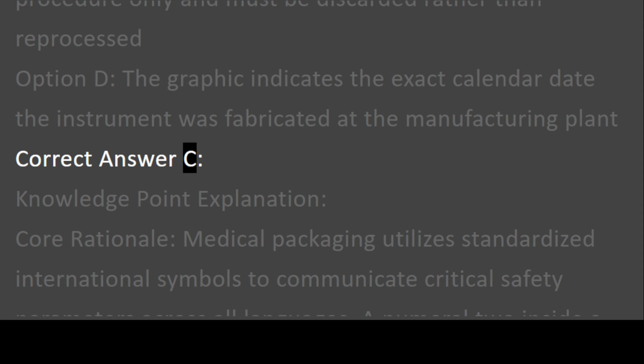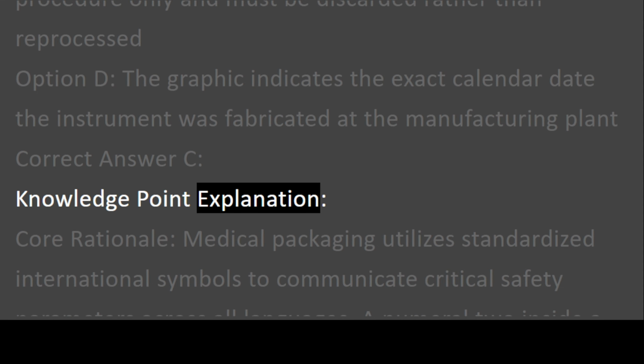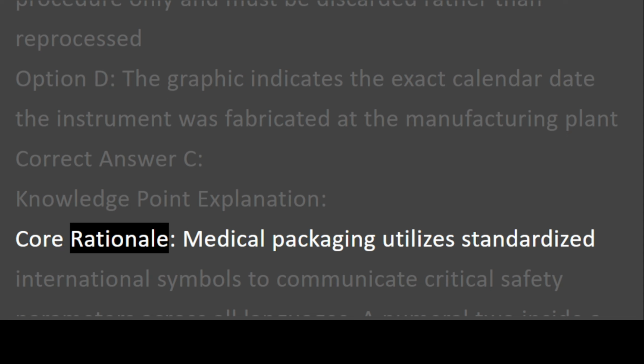Correct answer C. Knowledge point explanation. Core rationale.